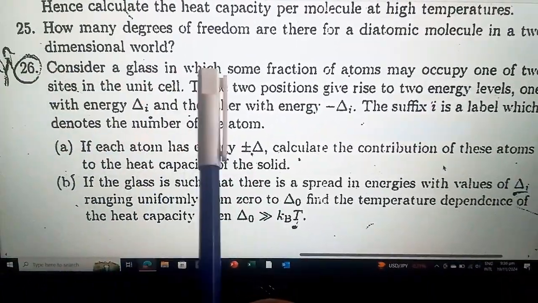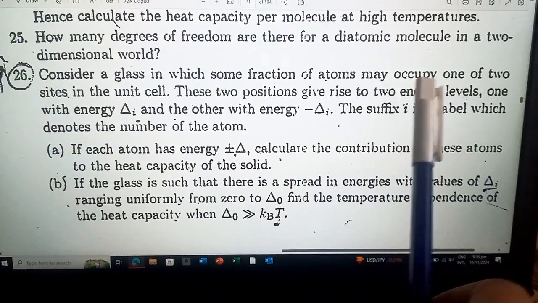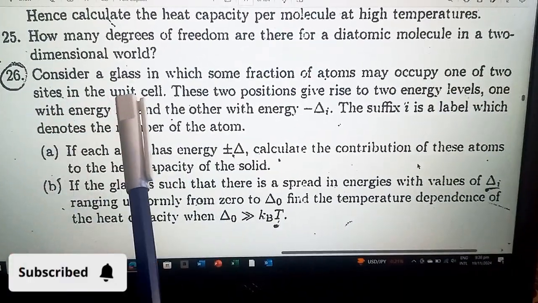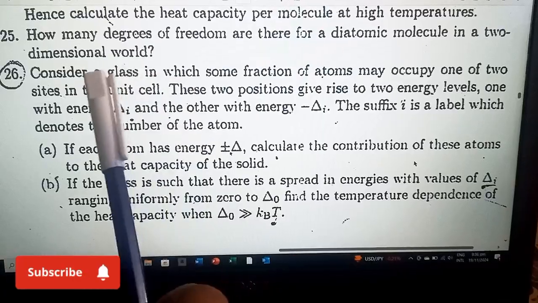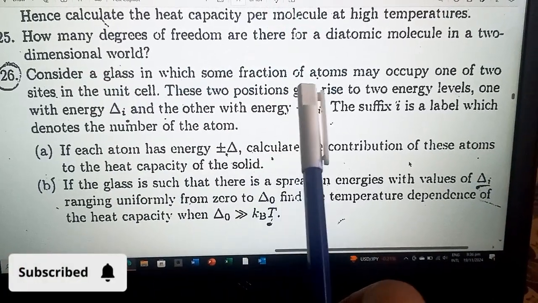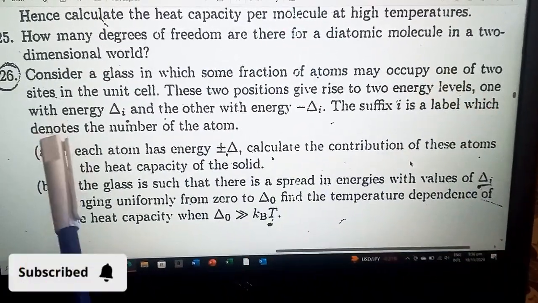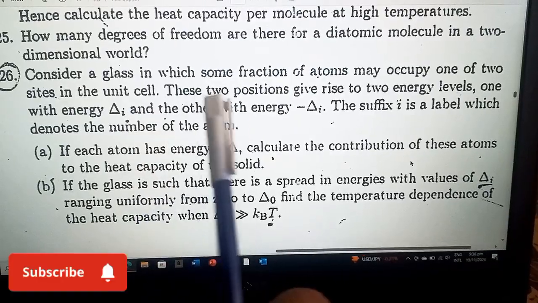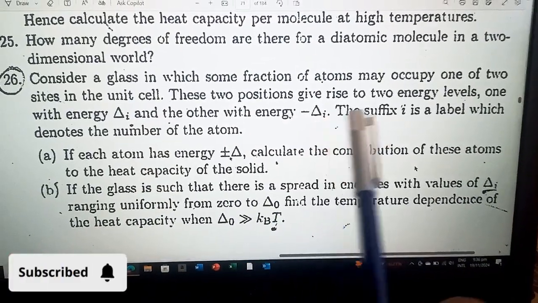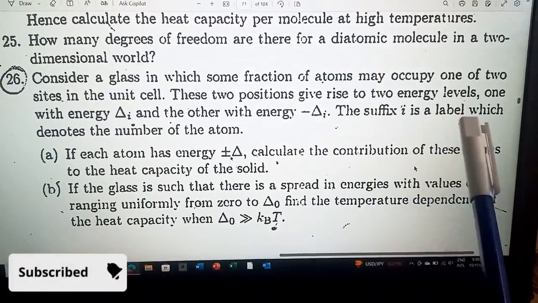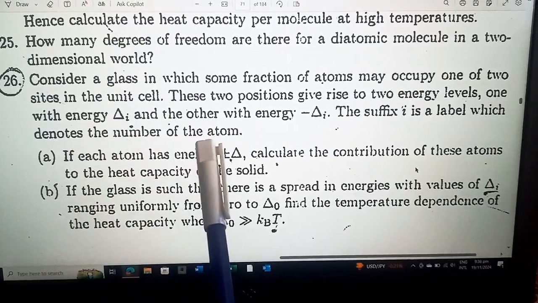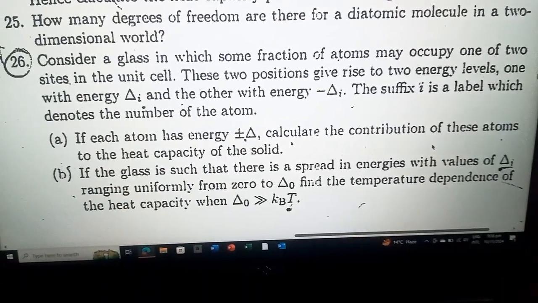Consider a glass in which some fraction of atoms may occupy one of the two sites in the unit cell. These two positions give rise to two energy levels, one with energy delta_i and the other with energy minus delta_i. The suffix i is a label which denotes the number of the atom. Now let's understand what the statement is saying.